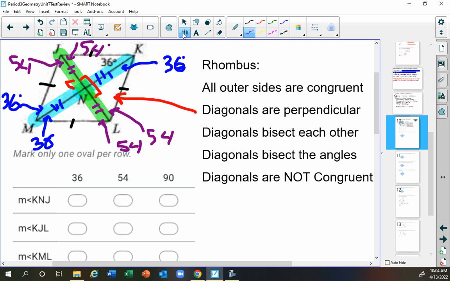Okay, this is where the highlighter or the colored pencil is going to be important. So if you don't have them, if you need them, get them now. I want you to get your highlighters or colored pencils right now. Because it's all about identifying what's what.